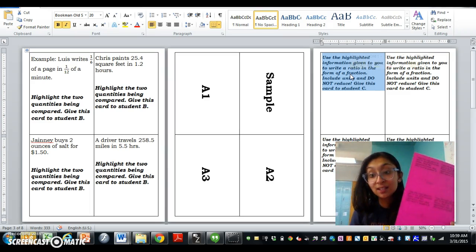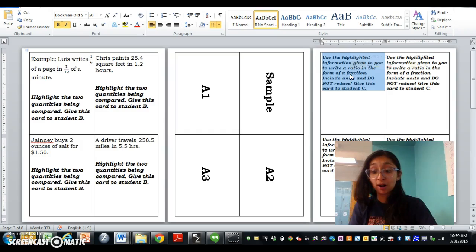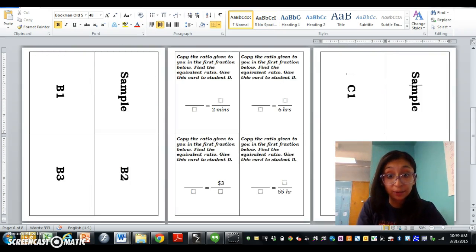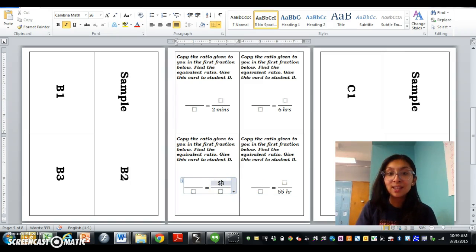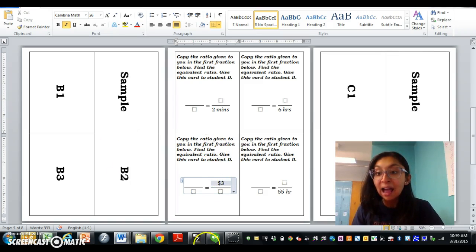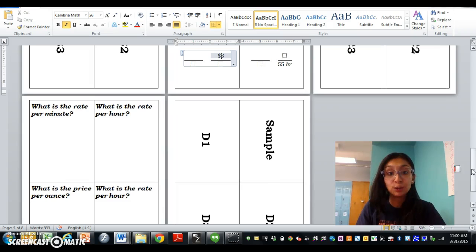Now, one thing that's going to throw kids off about this card, which on the screen is better to see here, is that none of these are unit rates. Student C is responsible for calculating an equivalent rate, not a unit rate. This serves the purpose of one student not doing all the work, and this student is finding an equivalent rate and showing student D how they can use equivalent fractions to find the unit rate.